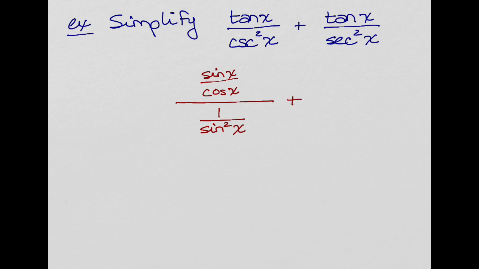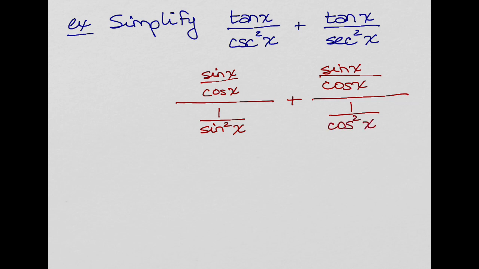Plus, I'm going to do the same thing to the second term. Tangent x, well, that's still sine x over cosine x. And the secant is the reciprocal of the cosine. So I'm going to write that as 1 over cosine squared x. The secant is squared, the cosine is squared. And yeah, that doesn't look better, except it's all in terms of sines and cosines, and I'm down to 2 functions instead of 3.